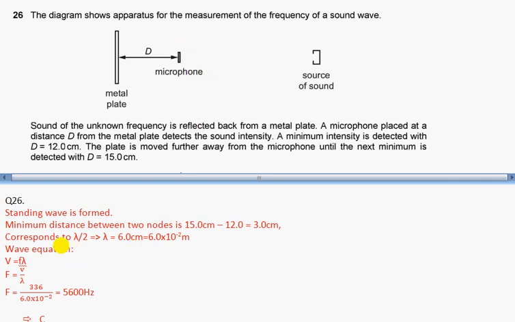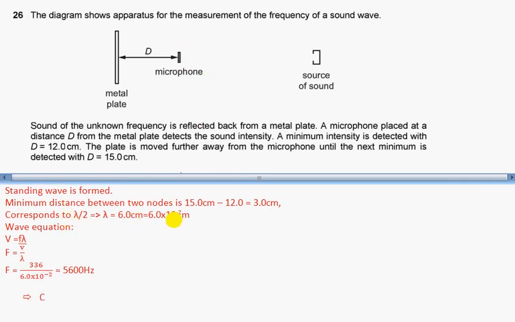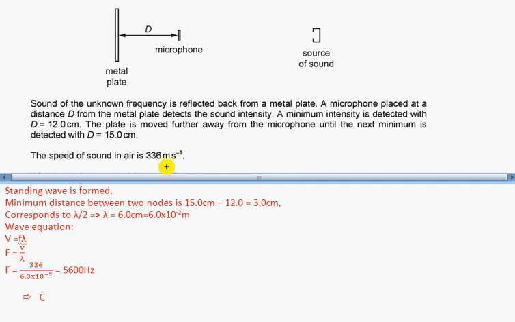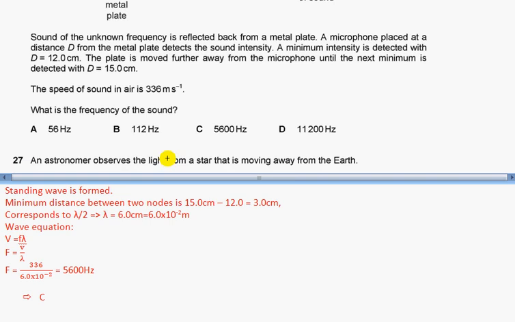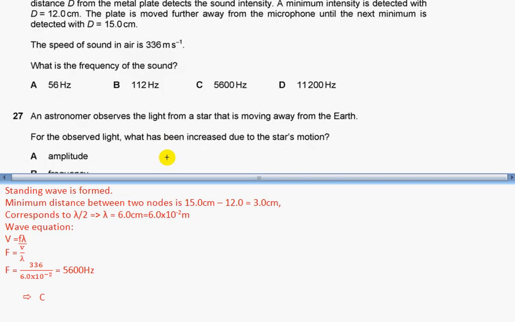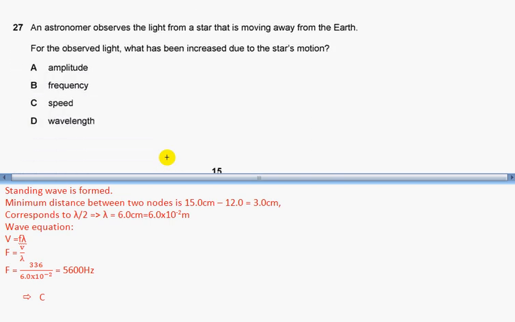So standing waves, minimum distance between two nodes is 3 centimeters. So corresponds to lambda over 2. So lambda equals 2 times 3, 6 centimeters. From wave equation we have formula for frequency. Frequency is speed divided by wavelength. So we get answer C, which is 5600 Hertz.